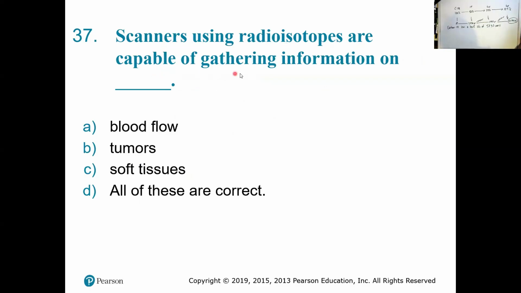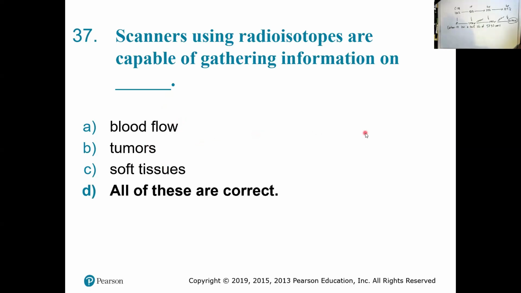Scanners using radioisotopes are capable of gathering information on. Okay, so if we're using radioisotopes, this is a question you should be able to answer. If you have ingested a specific type of radioisotope and then you are using a scanner, what are things that you can scan with radioisotopes? Pretty much anywhere that they can travel in your body, right? So can they go into tumors? Sure. Can they go into your soft tissue? Sure. Can they move around in your blood?